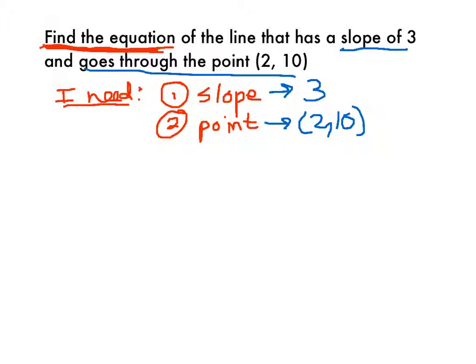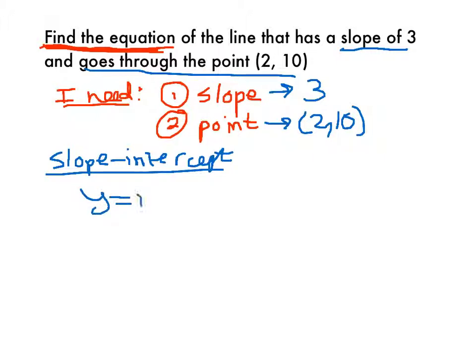Now I'm going to solve this particular problem 2 different ways. This first way, I'm going to use the slope-intercept form of a line. And remember that slope-intercept form looks like this: y equal to mx plus b. And if I had the slope and I had the y-intercept, then I would actually be done. I just plug the slope in for m, I plug the y-intercept in for b, and I'm done. I have the equation.